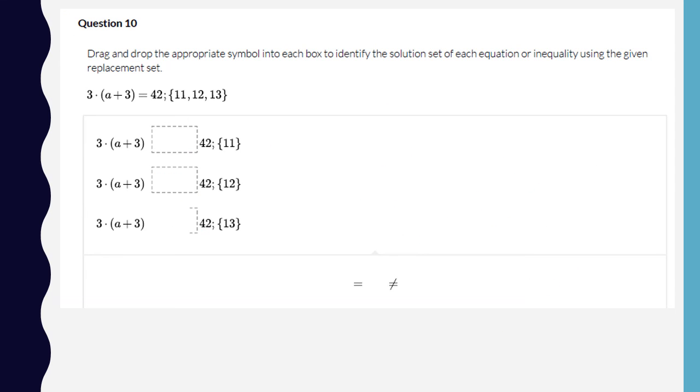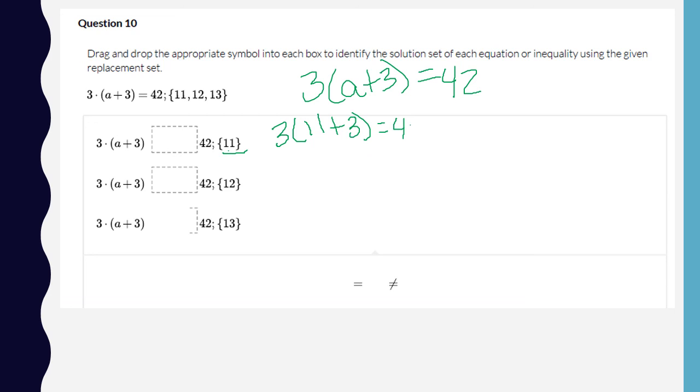Our last one, 3 times a plus 3 equals 42. And the first thing it wants me to plug in is 11. So I'm going to do what's inside the parentheses first. 11 plus 3 is 14. And 3 times 14 is 42. 42 and 42 are equal. So I can put that in my box there.